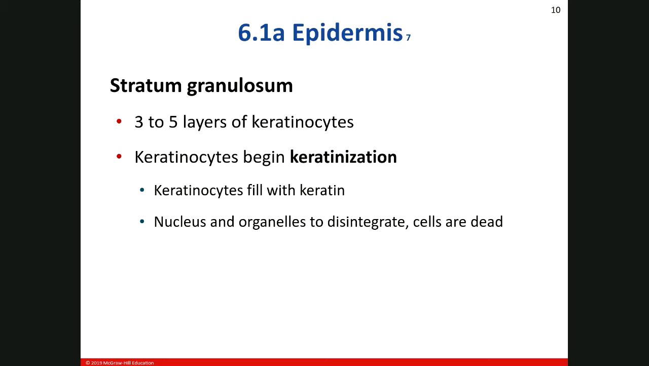Not a very thick layer, 3 to 5 layers of keratinocytes. But this is where the cell starts to kill itself. It starts to undergo the process of keratinization, and they start to fill themselves up with the keratin. As the cell fills up with keratin, it starts to kill some of the organelles inside the cell, eventually the nucleus, and without the nucleus, the cell will not survive. At this point, these cells are considered to be dead. So this process starts to occur in the third layer, stratum granulosum.